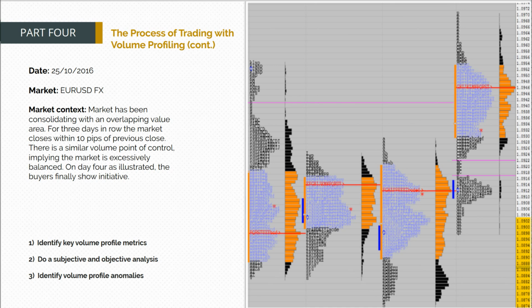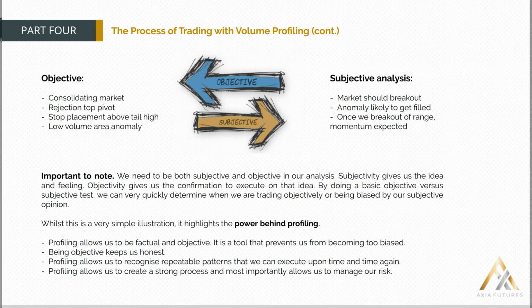We can see a selling tail or a low volume area at the high of the day, signaling an important pivot point in the market. That is the 3-step process you would take when looking at an overview of the market.